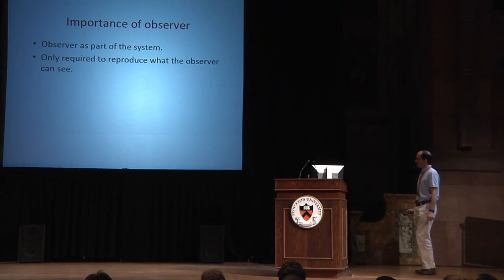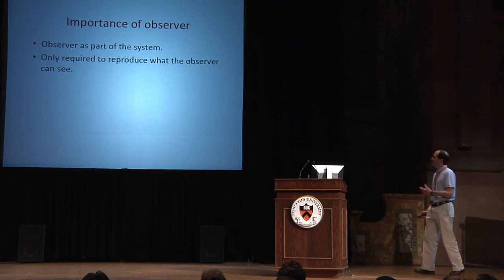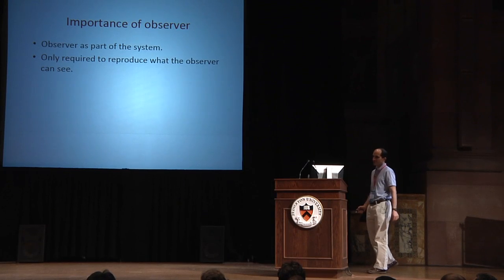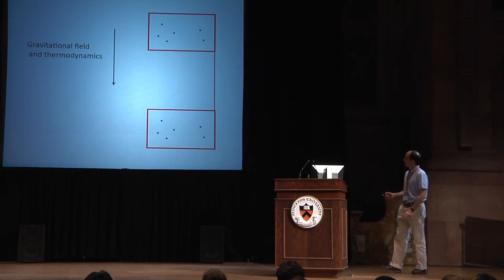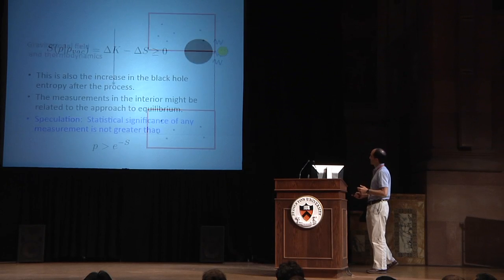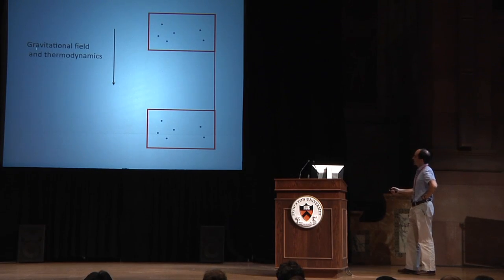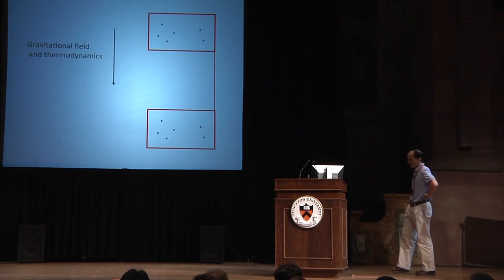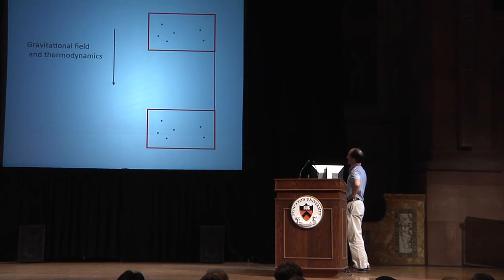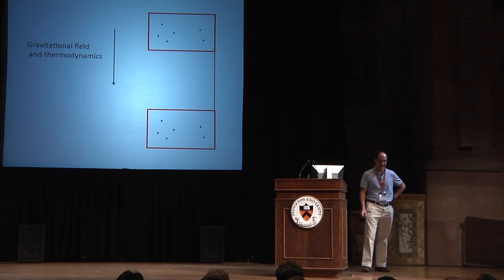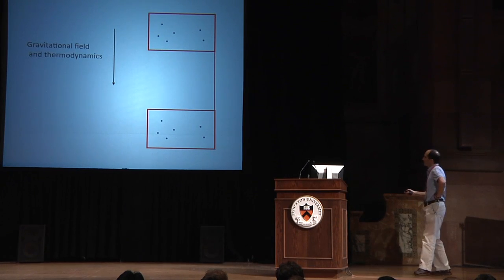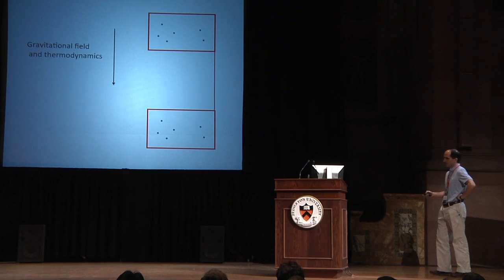I think one element that is probably very important is that the observer is part of the system. And we only are required to reproduce what the observer can actually see. Now, this is a common feature of thermodynamics in the presence of a gravitational field. If we have thermal equilibrium in the presence of a gravitational field, the proper velocities of these molecules is bigger than the velocities of this molecule. And if you're naive, you might think that you might be able to run a heat engine taking profit of that fact. And of course, this is not possible because everyone is subject to the same redshift.